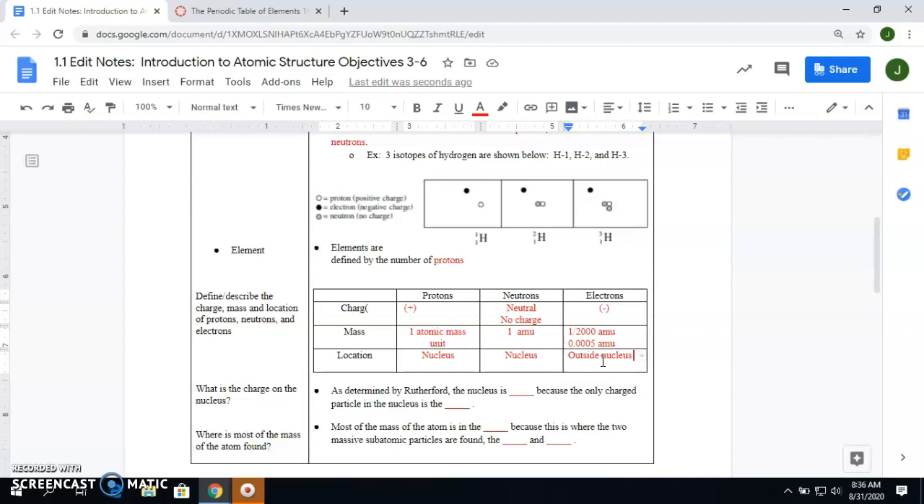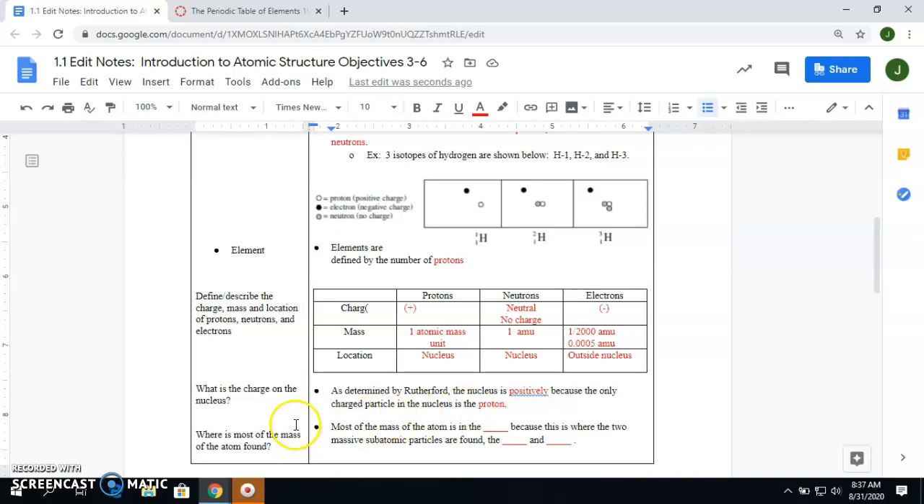Okay, just to drill home a couple of points right here. I think we've addressed these questions before, but I want to make sure we understand these. Question number 1 is, what is the charge on a nucleus? So just like Rutherford determined, the nucleus is positively charged because the only charged particle is found inside the nucleus. Again, it's positively charged because the only charged particle in the nucleus is the proton. So the nucleus has a positive charge.